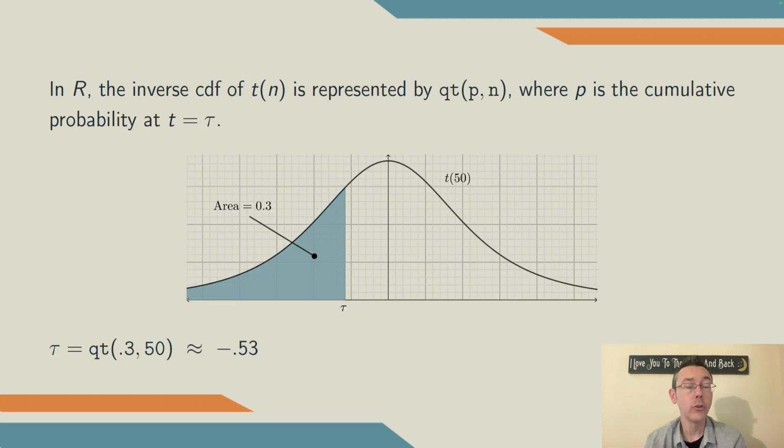In R, the command is qt of p comma n, where p is the cumulative probability at the value you're trying to find, and n is the number of degrees of freedom. In this case, we want to find the value that has 30% of the probability to the left. So the command we're doing is qt of 0.3 comma 50. And we get about negative 0.53. By the way, if we were then to do pt of negative 0.53 comma 50, we should get 30% up to potentially some rounding error.